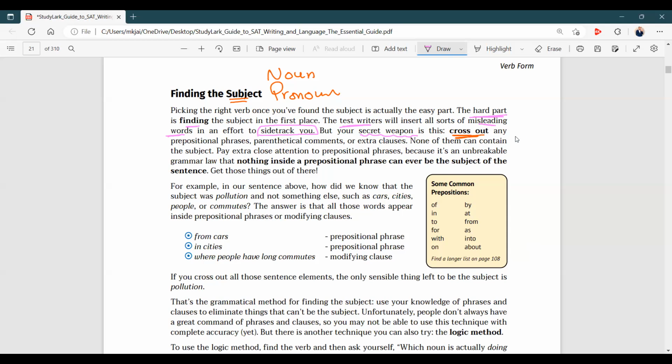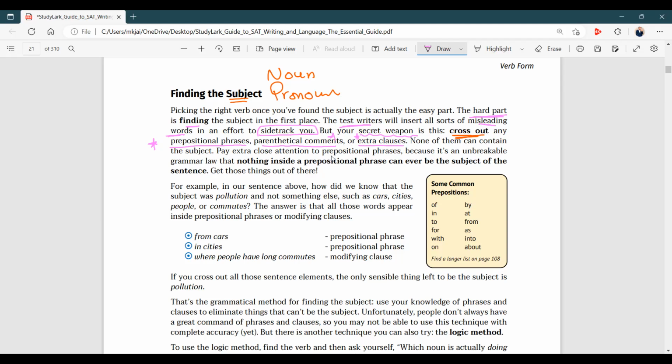Cross out any prepositional phrase. Cross out any parenthetical comments or extra clauses. When I say extra clauses, what do I mean? Relative ones. None of them can contain the subject. That's a rule. Prepositional phrases never contain the subject. None of these things can contain the subject.